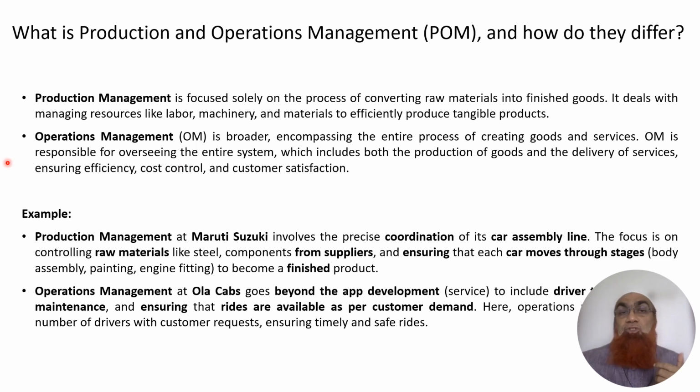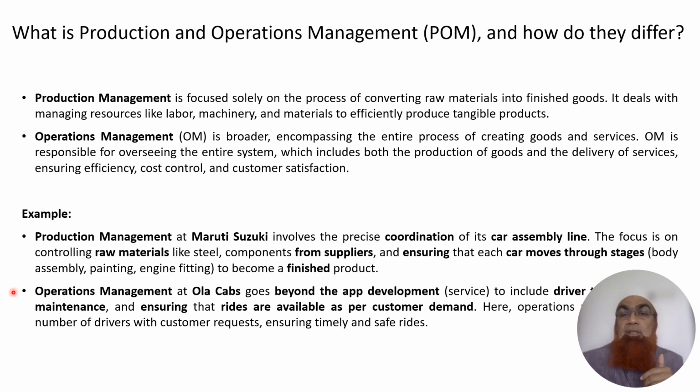Now operations management is broader, encompassing the entire process of creating goods and services. Operations management is responsible for overseeing the entire system, which includes both production of goods and delivery of services, ensuring efficiency, cost control, and customer satisfaction. A few of the examples that we can give in production management: the example of Maruti Suzuki, which involves the precise coordination of the car assembly line, right, from one stage to the other by using an efficient assembly line process. Maruti Suzuki converts raw material into a finished good, which is a car.